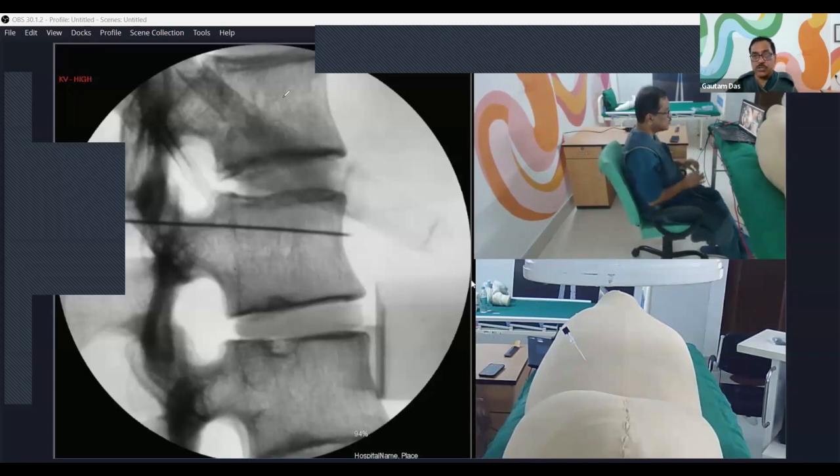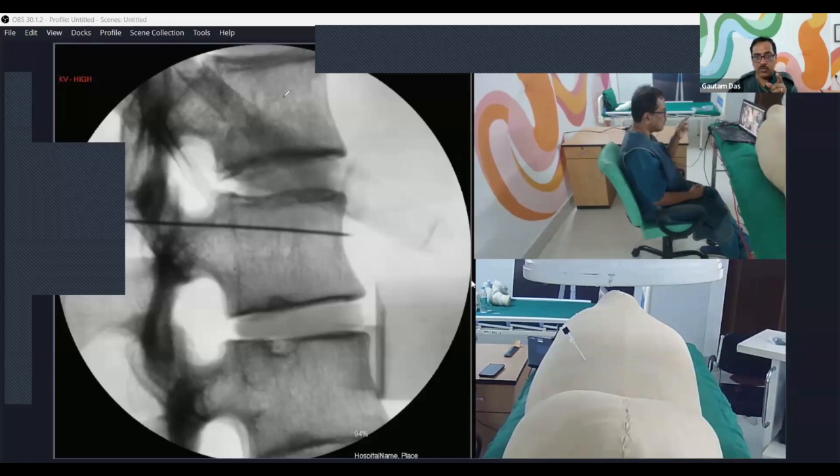Remember, there are 2-3 contraindications for all the interventional procedures. One of them is bleeding disorders. Second is infection. If there is a systemic infection or local infection, that is a contraindication. And the third contraindication is very uncontrolled diabetes. But renal failure is not a contraindication. Abnormal liver function test is not a contraindication. But these are the 3 contraindications, remember.